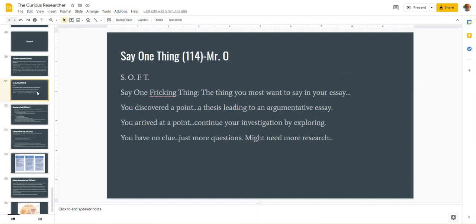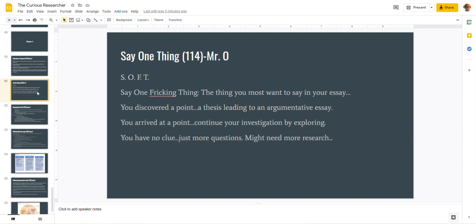Now, one thing Ballinger does talk about with whatever organizational pattern you choose to work with is the acronym of SOFT. Say one freaking thing, the thing you most want to say in your essay. So it's either way. You want to make sure that if you've discovered a point, something you really want to drive home, a thesis leading to an argumentative essay is your pathway, right?